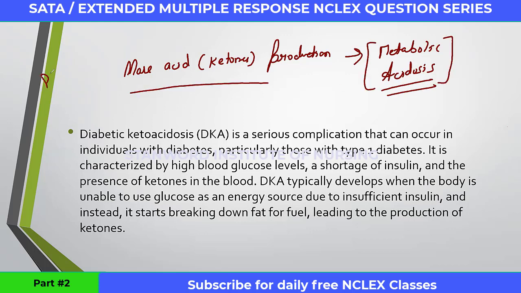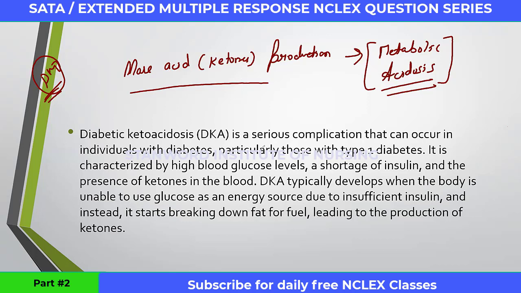If diabetes mellitus is left untreated, you can see here there will be more and more ketone acid production in the human body, and that can lead to metabolic acidosis. So this is the serious complication of diabetes mellitus. That is why it is important to know the signs and symptoms of diabetic ketoacidosis, so that we can easily find them in the patient.